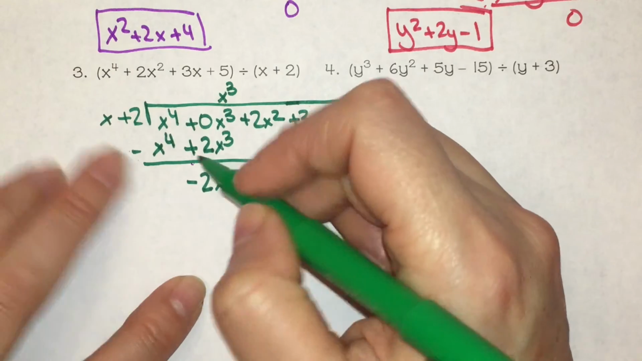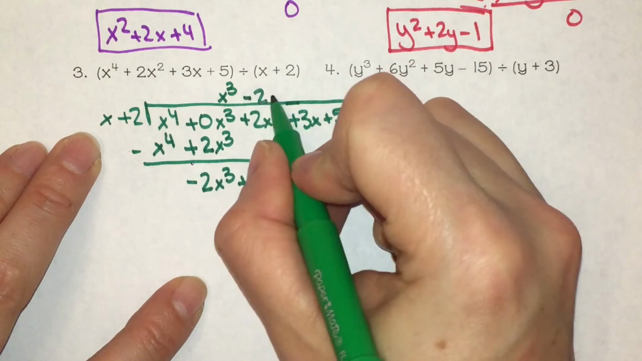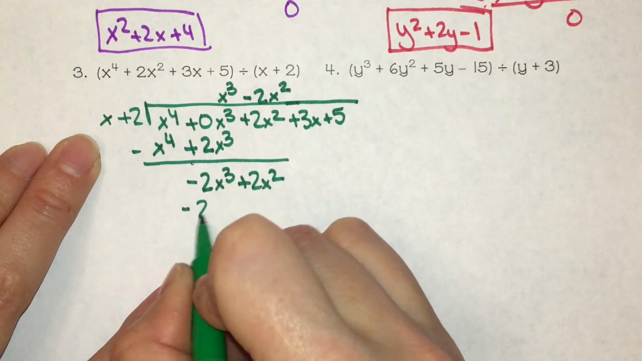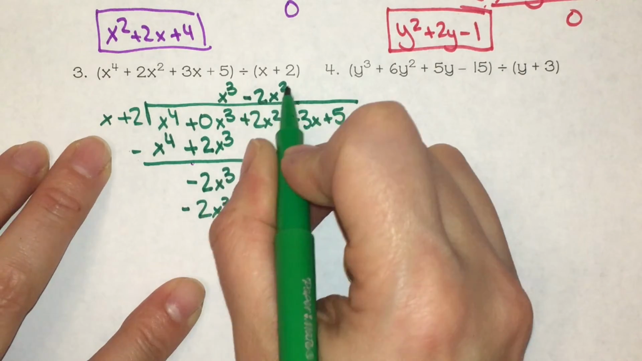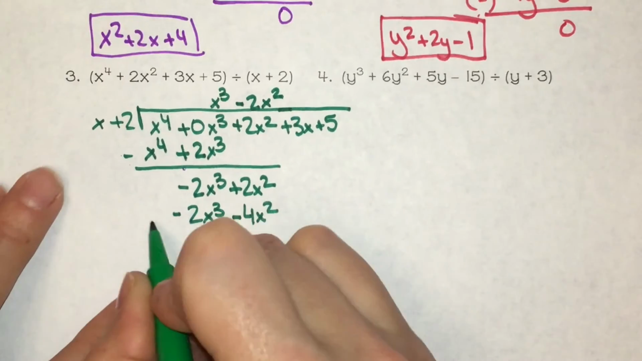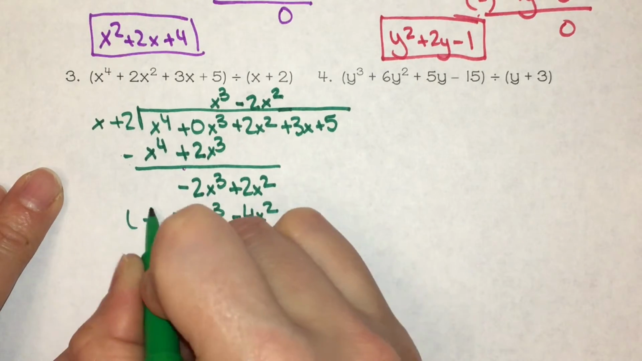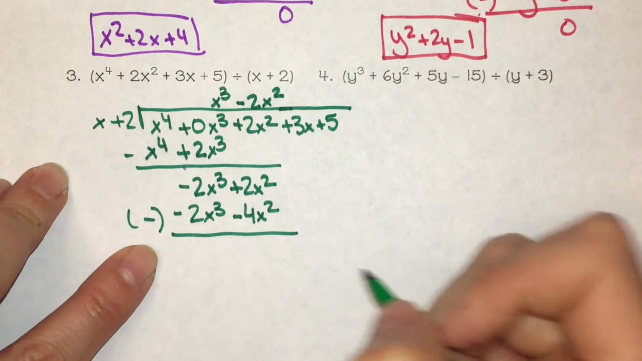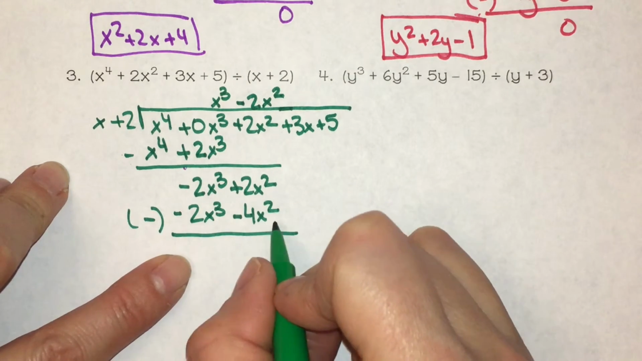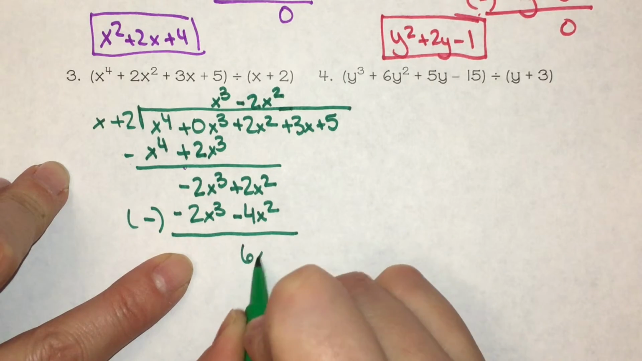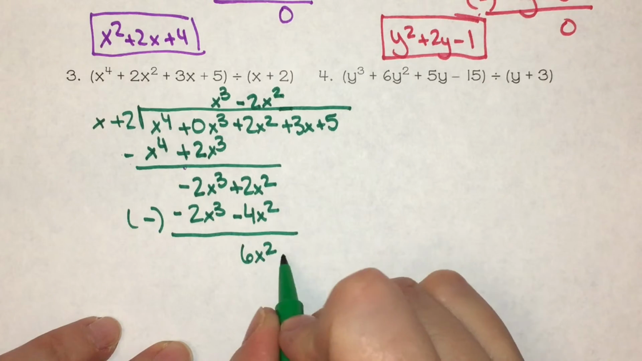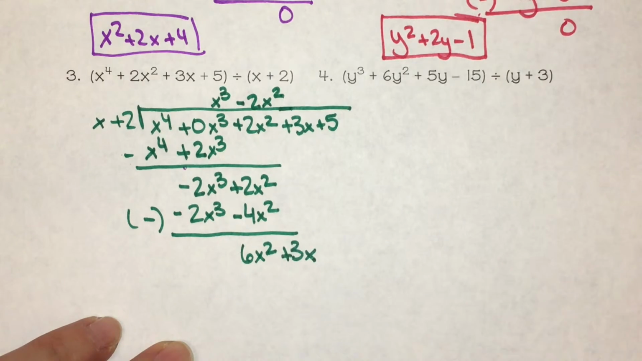All right, to get negative 2x cubed, we multiply x by negative 2x squared. Negative 2x squared times x is negative 2x cubed. Negative 2x squared times 2 is negative 4x squared. We're going to subtract. Again, minus a negative is plus a positive, so this is 0. 2x squared plus 4x squared is 6x squared because minus a negative is plus a positive. Bring down the plus 3x.